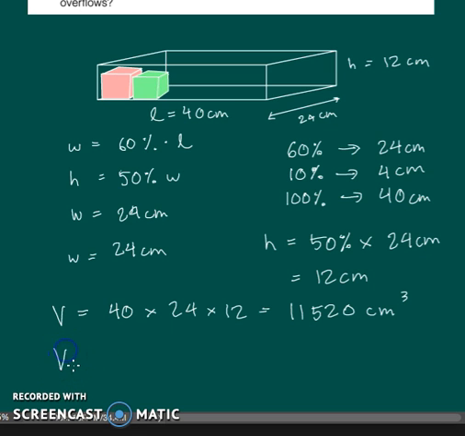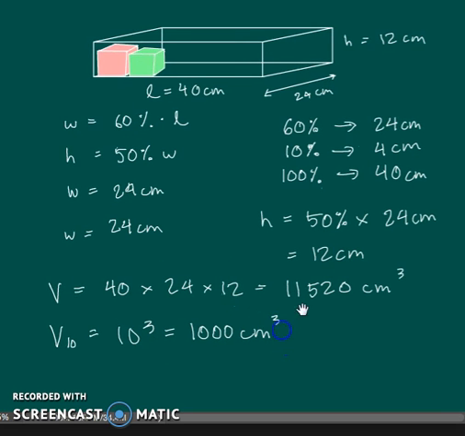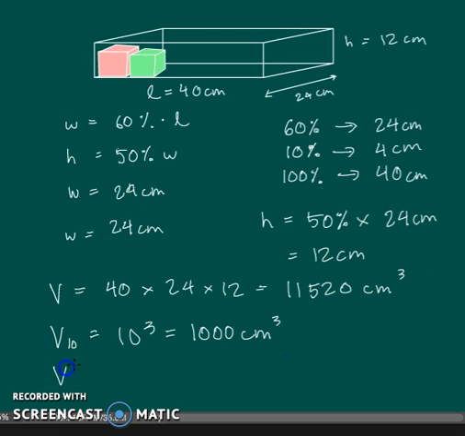So the volume of the cube that is 10 centimeters on each side will be 10 cubed, which is 1,000 centimeters cubed, or cubic centimeters, and the volume of the cube that is 8 centimeters on each side will be 8 cubed, which is 512 cubic centimeters.